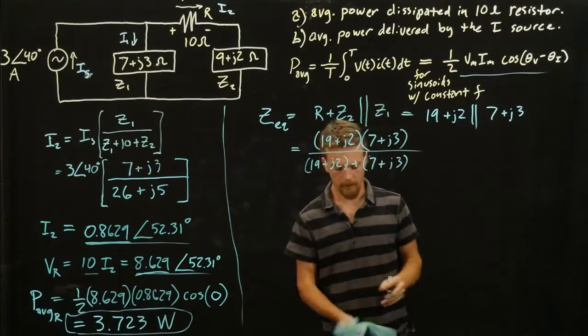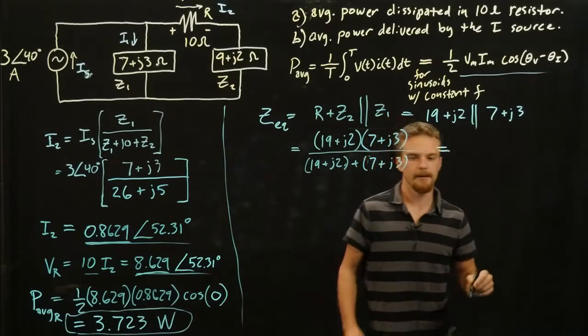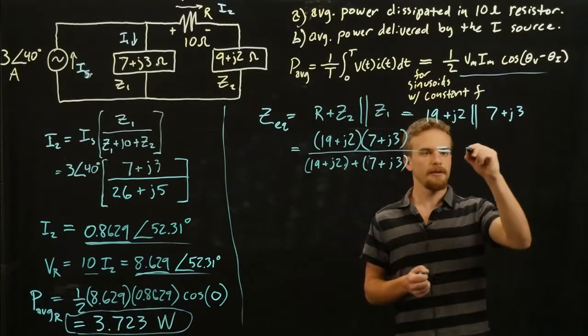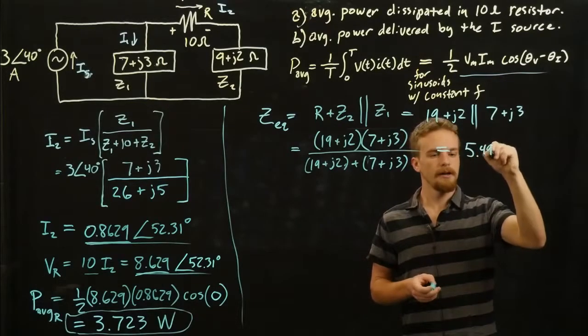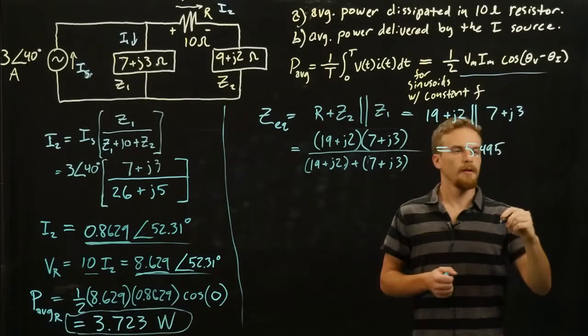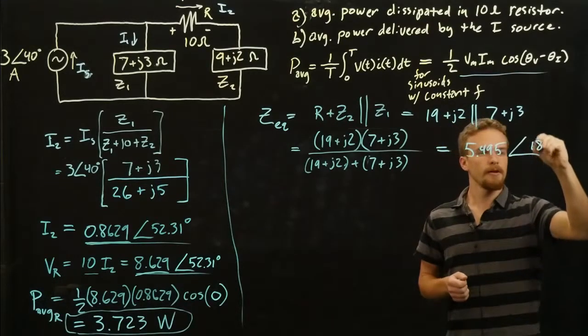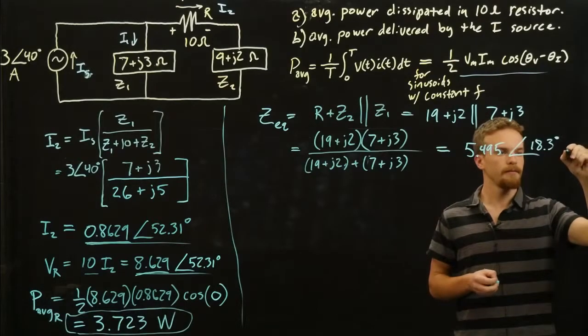Okay. So what do we get when we type that in? Earlier I got that this was 5.495 with a phase of 18.3 degrees. Okay, so that's ohms.